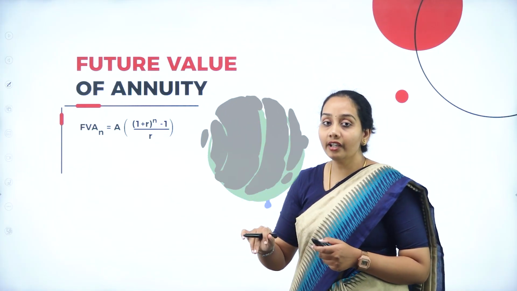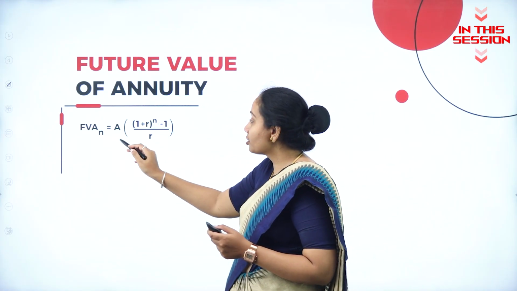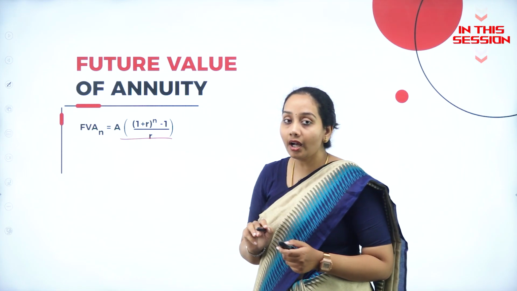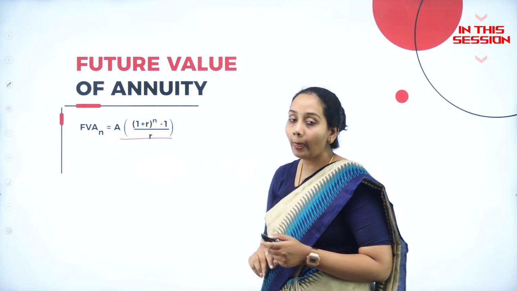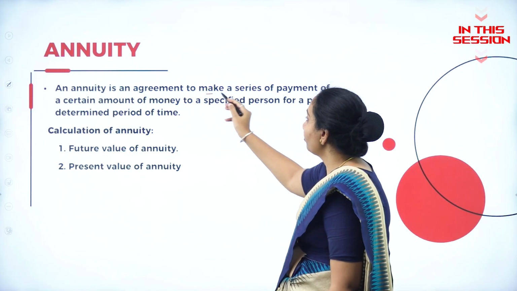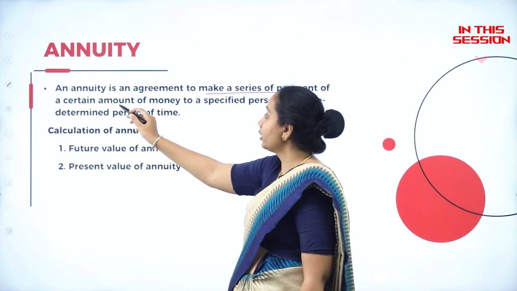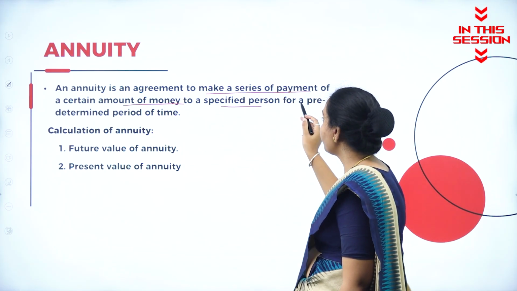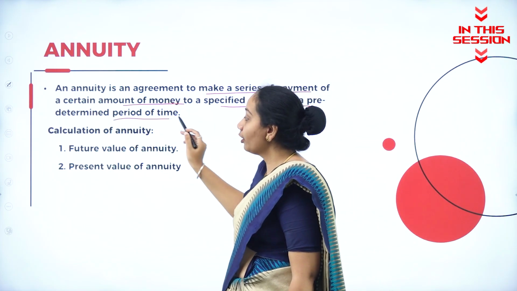The future value of annuity formula: future value of annuity is equal to A into (1 plus R) whole to the power of n minus 1, divided by R. An annuity is an agreement to make a series of payments of a certain amount of money to a specified person for a predetermined period of time.